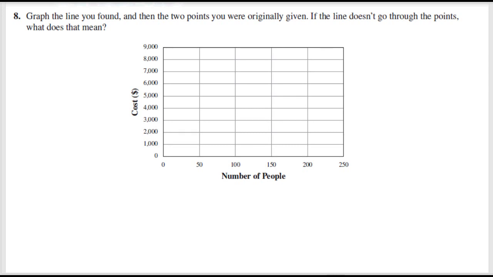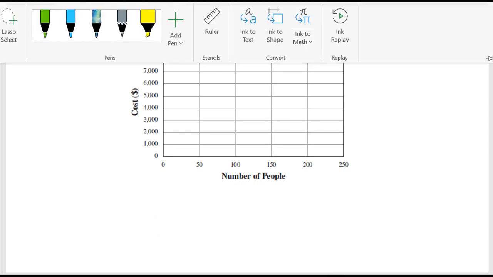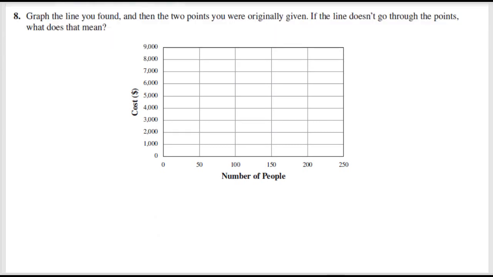All right. Question 8. Graph the line you found and then the 2 points you were originally given. If the line doesn't go through the points, what does that mean? Okay. Well, hopefully we got it right. But a lot of times people go through questions 1 through 8 before they check their answers. Obviously, if your line doesn't go through the points, then you made a mistake somewhere. Hopefully I didn't make a mistake.